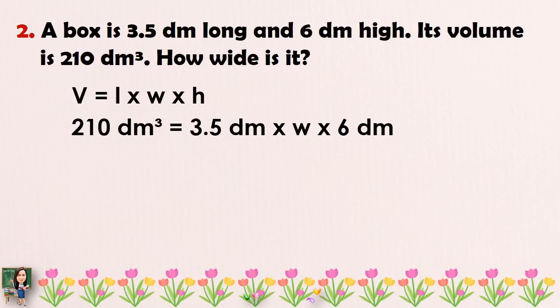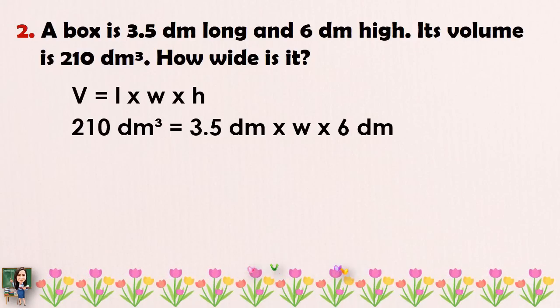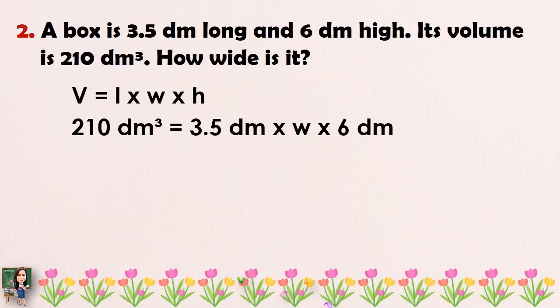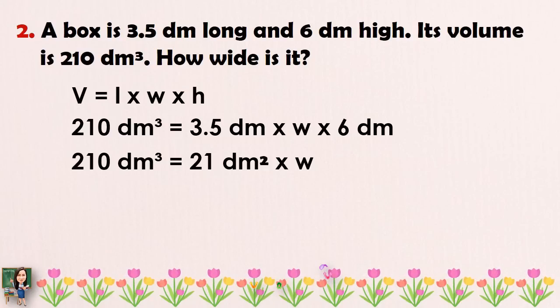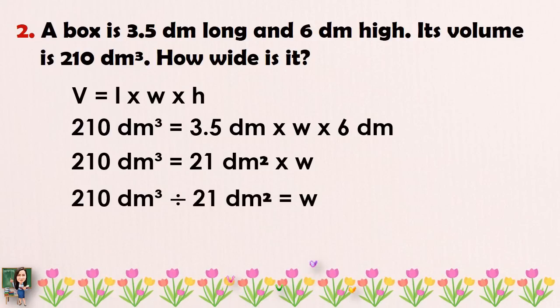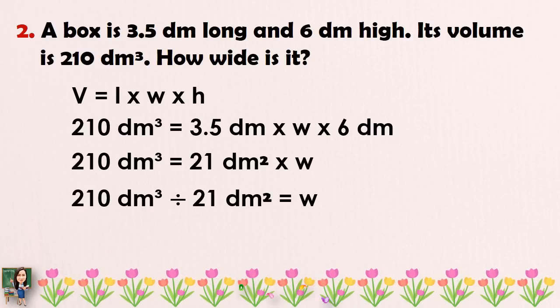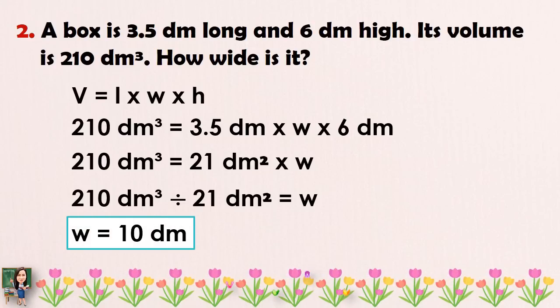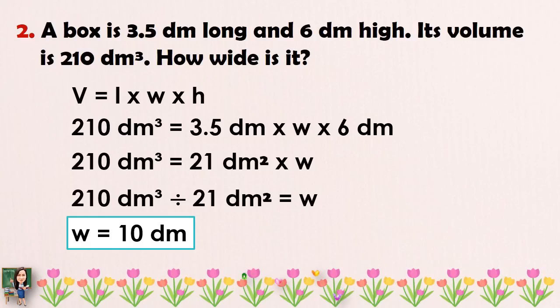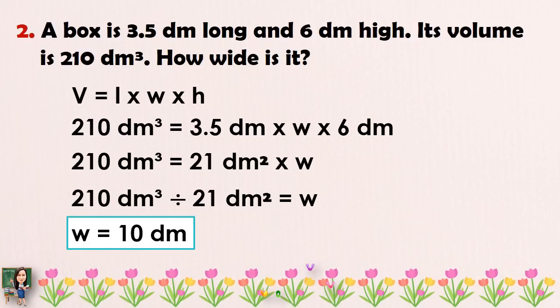So multiply the length and the height, which is 3.5 times 6, equals 21 square decimeters. Now to find the width, divide 210, which is the volume, by 21. So 210 divided by 21 equals 10 decimeters. So now we find the width, which is 10 decimeters.